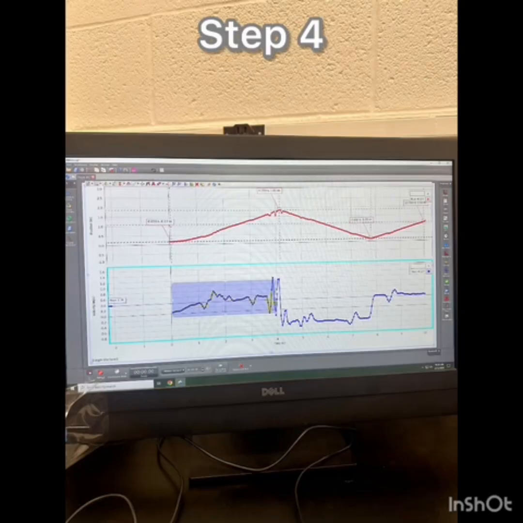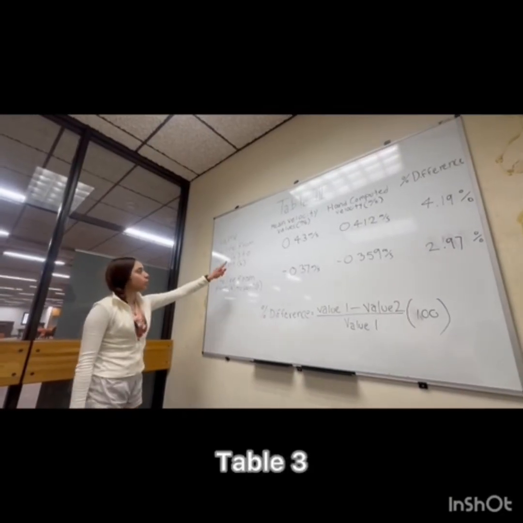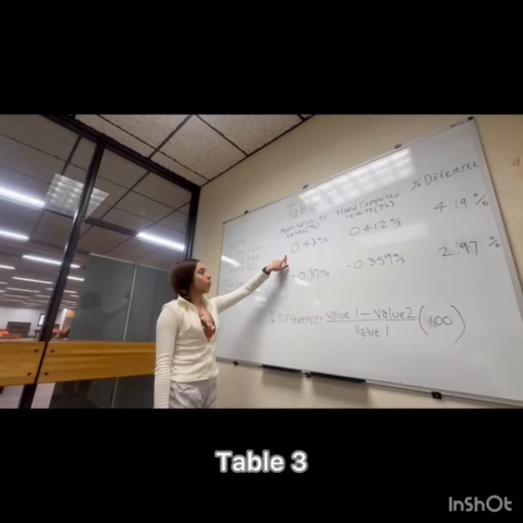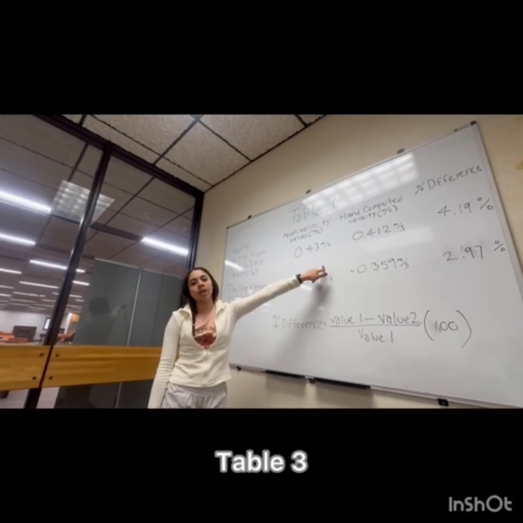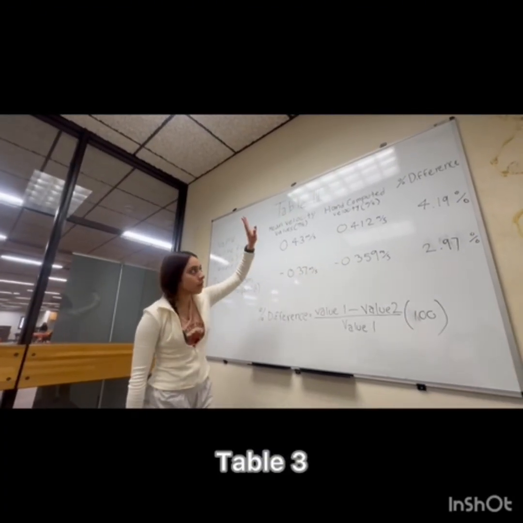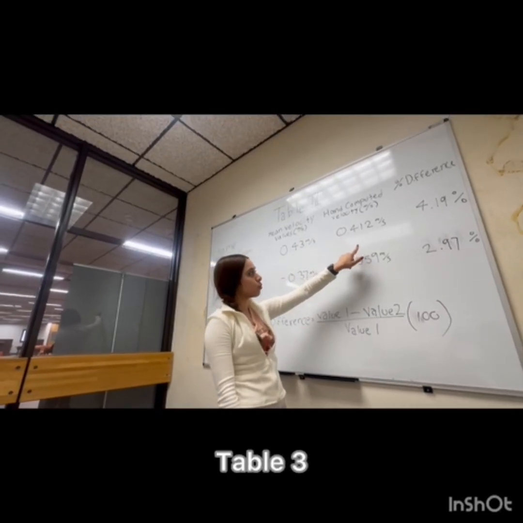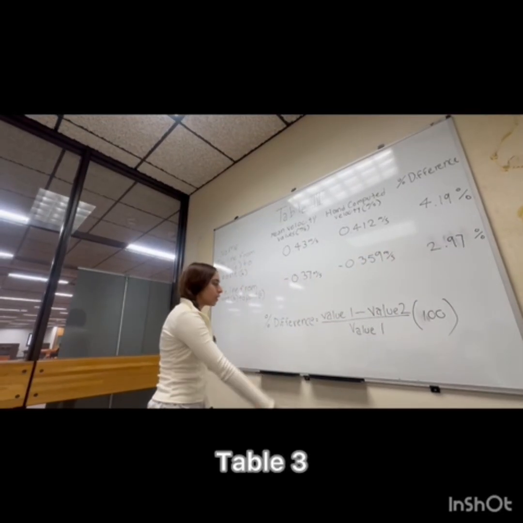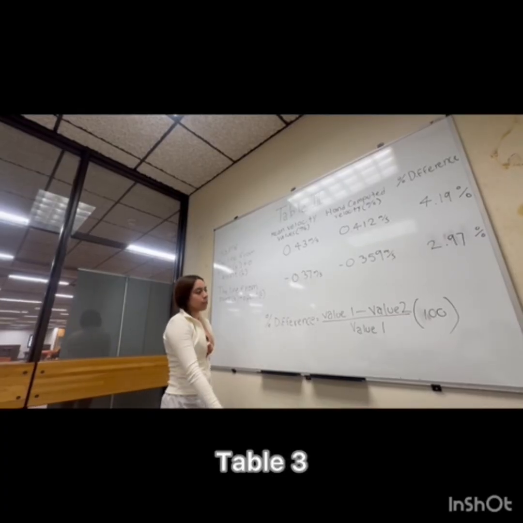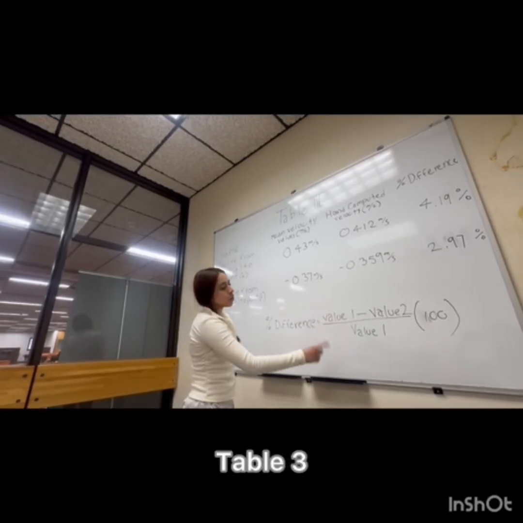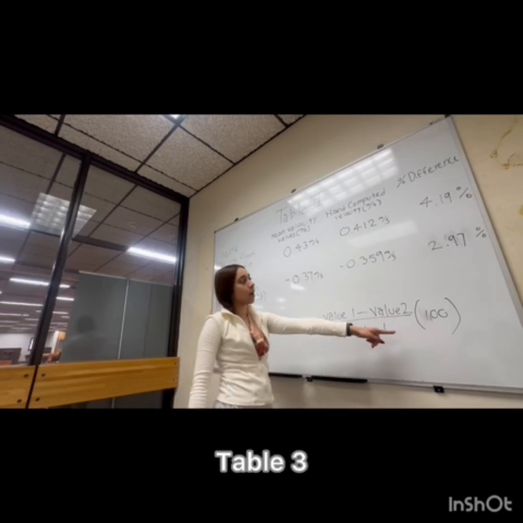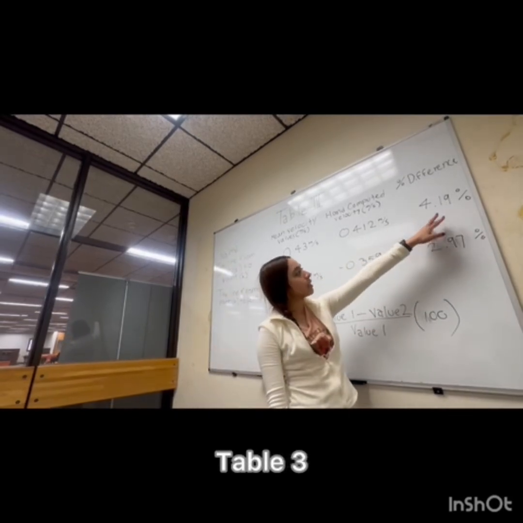Finally, I just repeat those same steps for the second half of the trip to get the average velocity for the glider moving away. For the line from point A to point B, the mean velocity we got was 0.43 meters per second from the computer. And then from the hand computed velocity, we got 0.412 meters per second. And then we did this operation to get the difference: value 1 minus value 2 over value 1 times 100, and we got 4.19%.